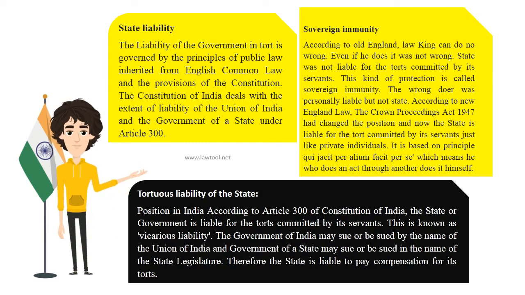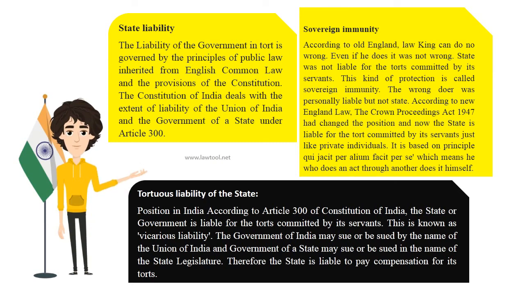2. Sovereign immunity. According to old English law, the king can do no wrong. Even if he does, it was not wrong. The state was not liable for the torts committed by its servants. This kind of protection is called sovereign immunity. The wrongdoer was personally liable but not the state. According to new English law, the Crown Proceedings Act, 1947 changed the position, and now the state is liable for the torts committed by its servants just like private individuals.